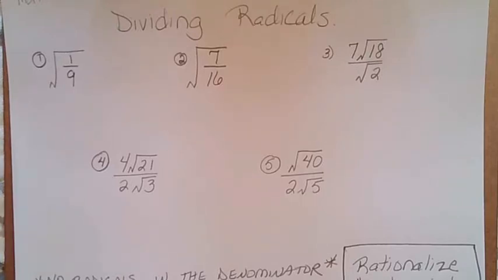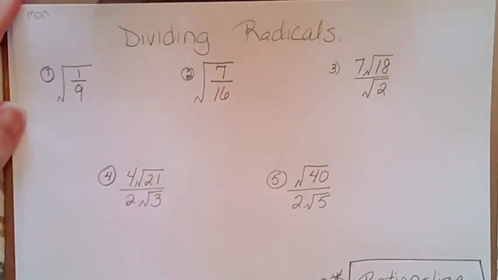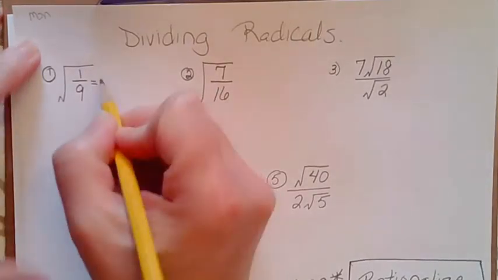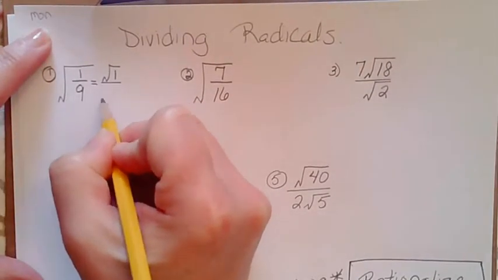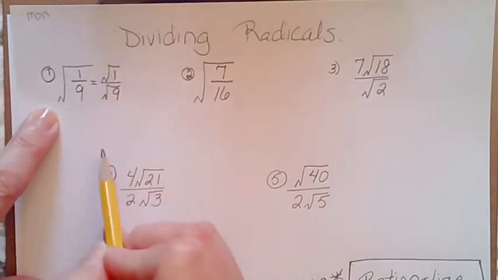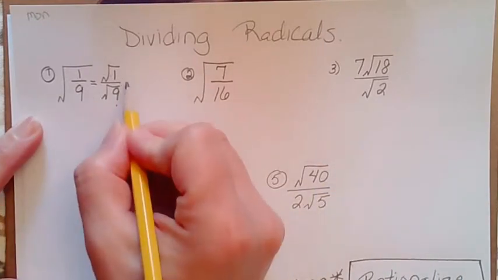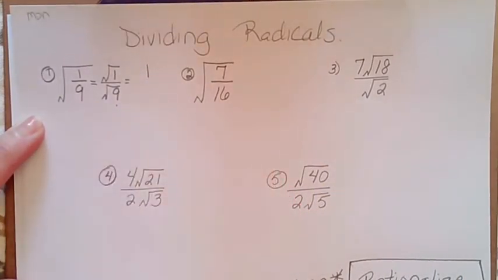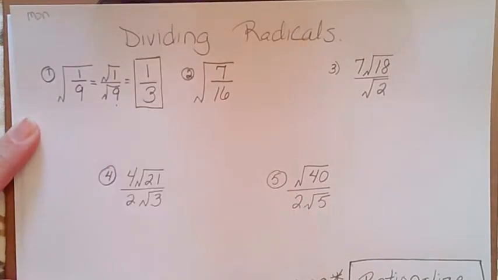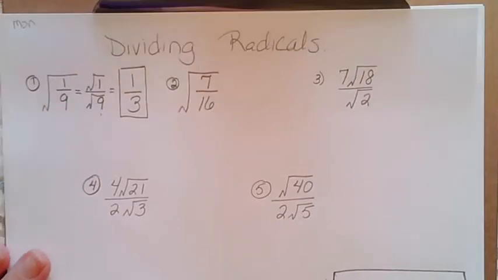So here are some examples, and I have the square root of 1/9, or radical 1/9. The entire fraction is inside the radical, so we can take the radical and break it up, and you can have the square root of the numerator over the square root of the denominator. At this point, you know the square root of 1 is 1, and you know the square root of 9 is 3. And we can simplify that down to 1/3. Gets rid of the radical completely.